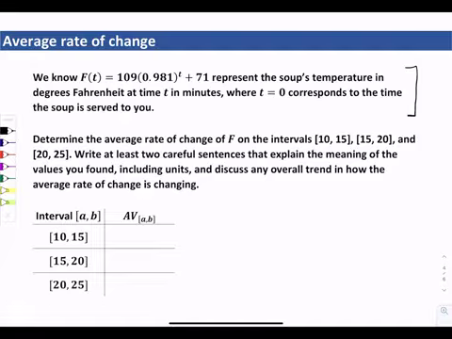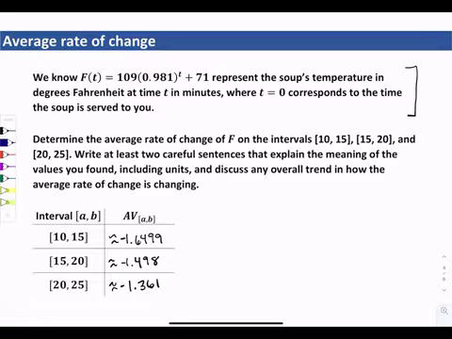All right, so the average rate of change from 10 to 15 was approximately negative 1.6499. From 15 to 20, the average rate of change is approximately negative 1.498. And from 20 to 25, the average rate of change, you should have found it to be about negative 1.361.